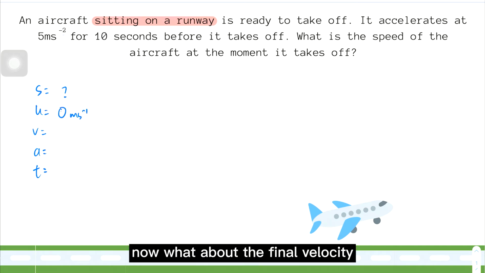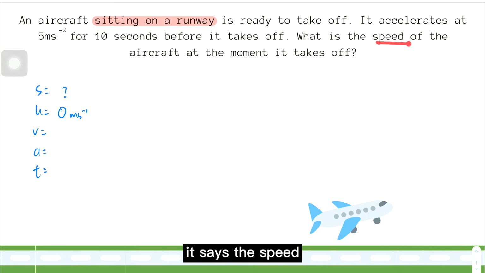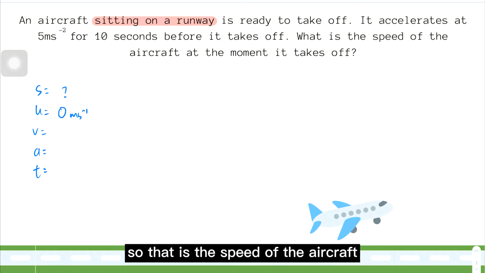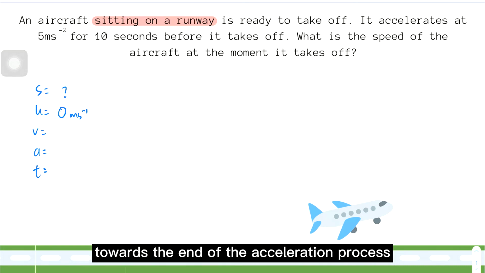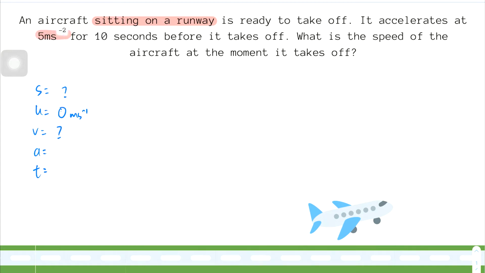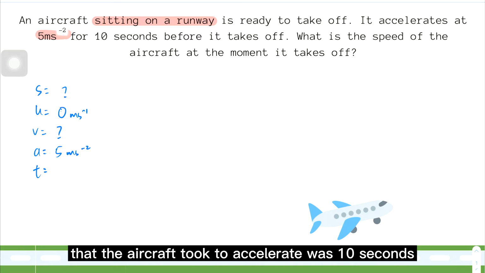Now what about the final velocity? That's what we're trying to find out, right? It says the speed of the aircraft at the moment it takes off. So that is the speed of the aircraft towards the end of the acceleration process. So that's what we're trying to find out. The acceleration is given, 5 meters per second squared. And the time that the aircraft took to accelerate was 10 seconds.